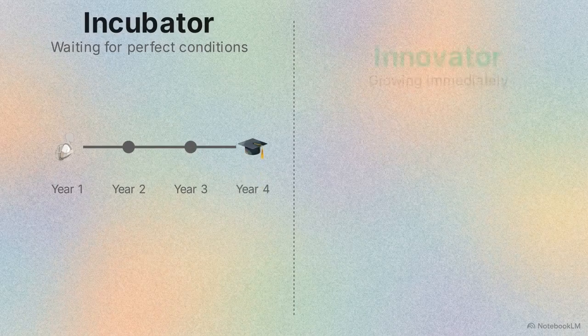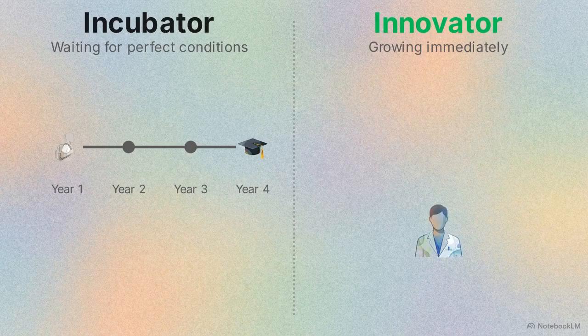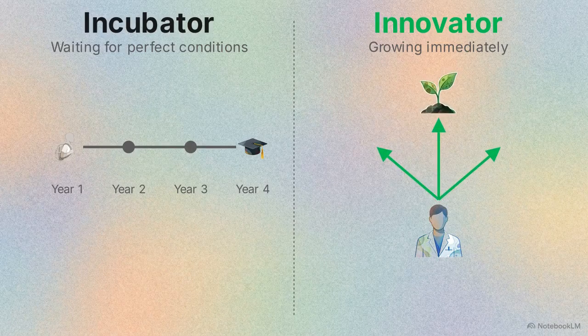On the left is the incubator path, waiting 4 years for perfect conditions to grow. On the right is the innovator path. It shows how you start growing immediately, using resources already at your disposal.